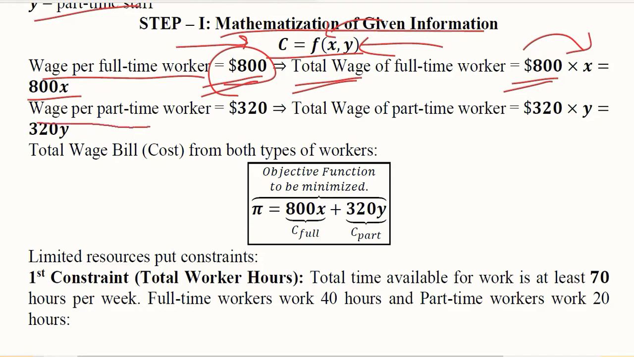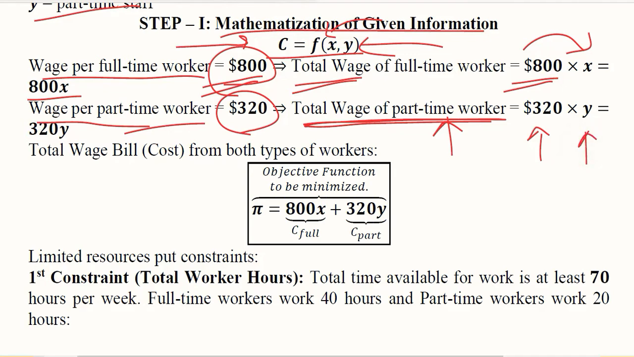Now the wage per part-time worker is $320, and if we want to calculate the total wage bill for the firm for hiring the part-time workers, it will be equal to their per-worker wage times the number of part-time workers they are employing. So it will be equal to 320y. Now the total bill for the firm for hiring both full-time and part-time workers will be equal to the sum of the two, that is, the cost of hiring full-time workers and the cost of hiring part-time workers. So this objective function is to be minimized.